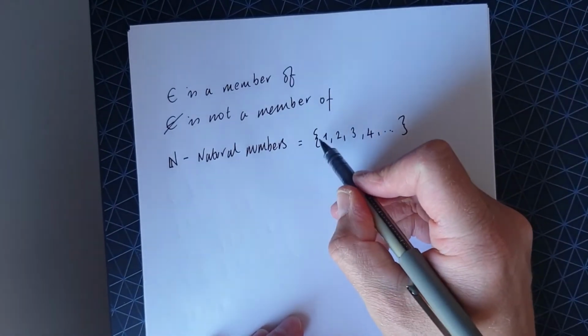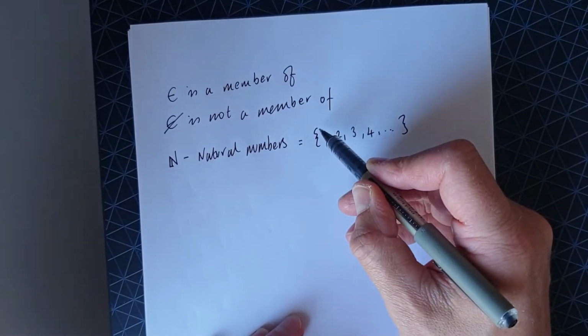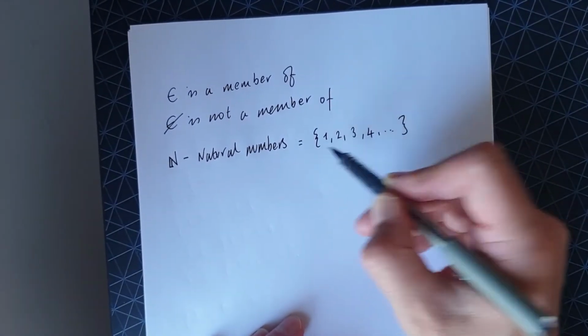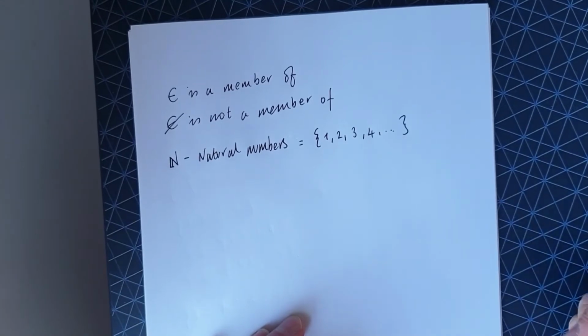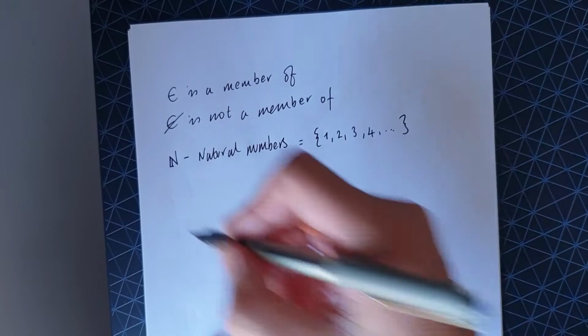Now, you'll notice I've put in these curly brackets. This is another part of set notation that basically describes a set of numbers. So when you see these curly brackets, you're describing a set of numbers, and the set of natural numbers is any whole number greater than 0.